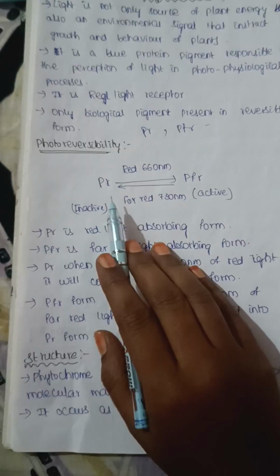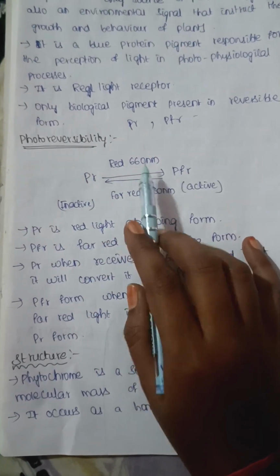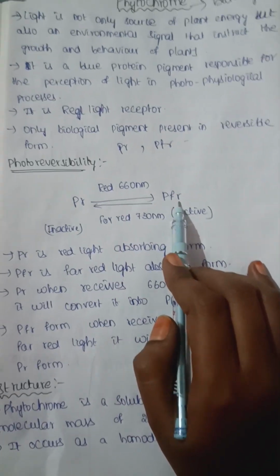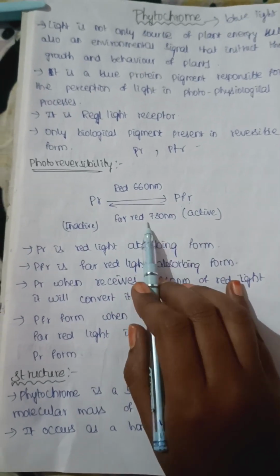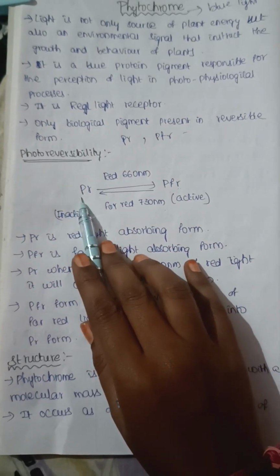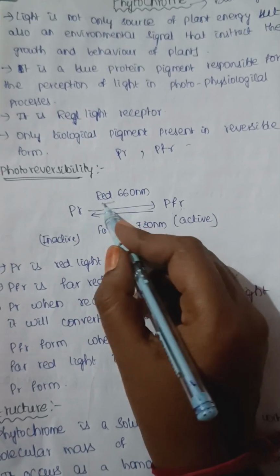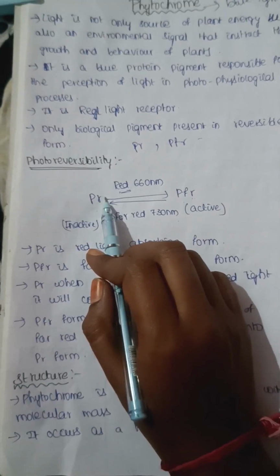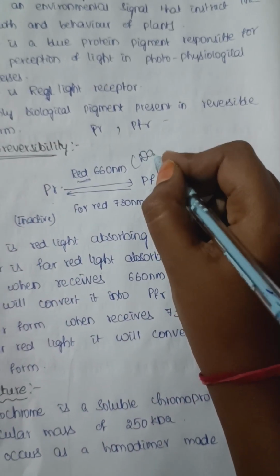So when the PR form receives 630 nanometers of red light, it will convert into the PFR form. When this PFR form receives 730 nanometers of light, that is far red light, it will convert into the PR form. Mostly during the daytime we will be having the red light, so this occurs during the daytime.